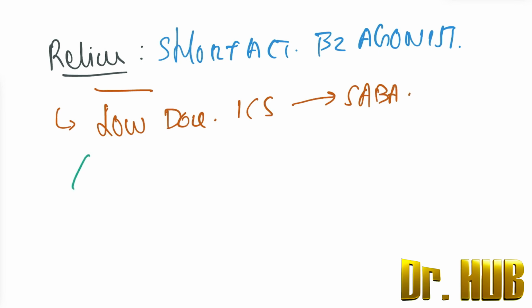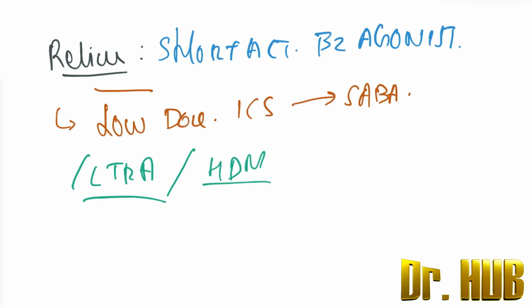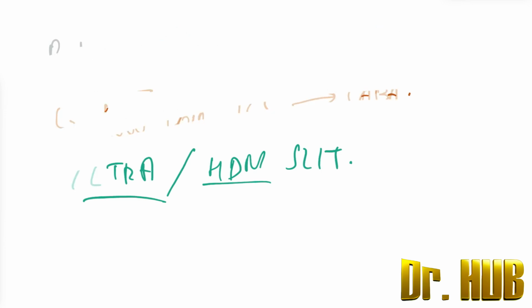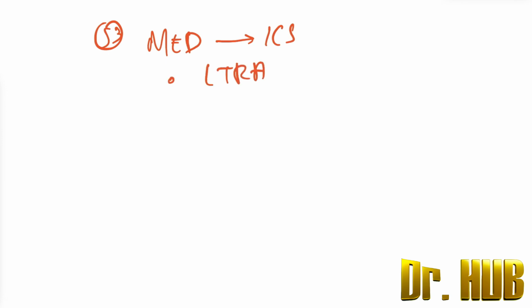Or daily LTRA. LTRA is a leukotriene receptor antagonist. Or you add HTM SLIT. HTM is house dust mite, and HTM SLIT. Next, looking at step 3, there is a medium dose ICS, and you also add LTRA, and there is also the addition of HTM SLIT.